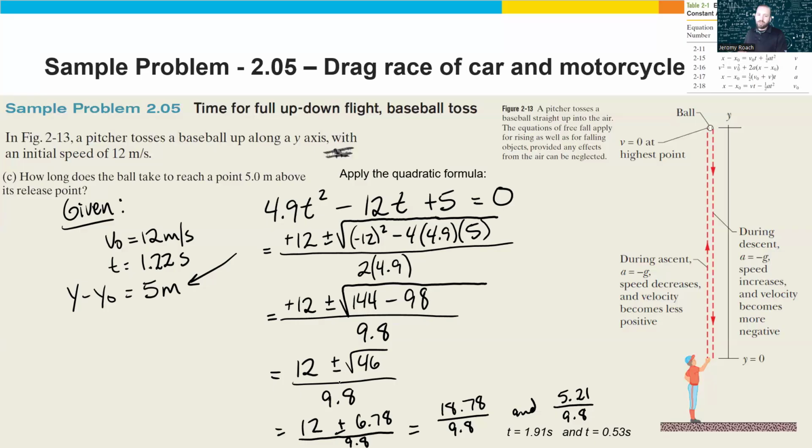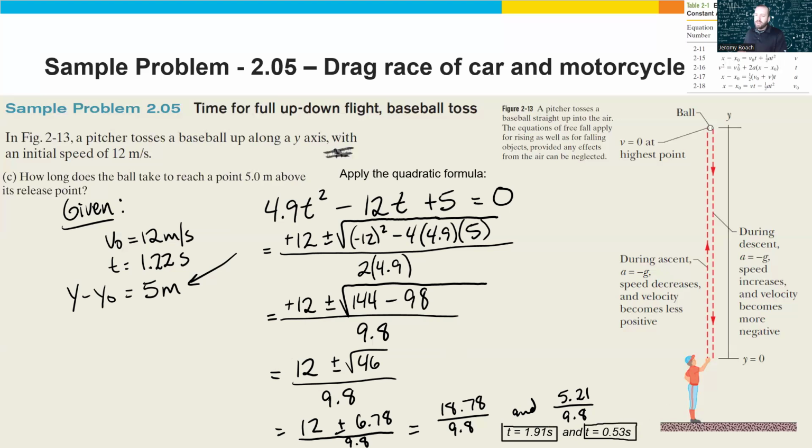12 plus or minus the square root of 46 gives us approximately 12 plus or minus 6.78. And then we have two answers: 12 plus 6.78 and 12 minus 6.78. That gives us 18.78 over 9.8 and 5.21 over 9.8. And so the times when it reaches 5 meters are these two times.